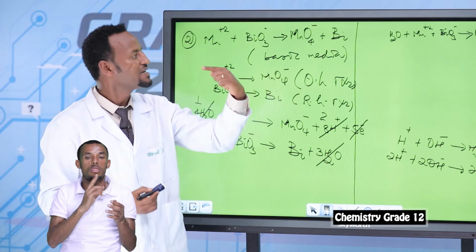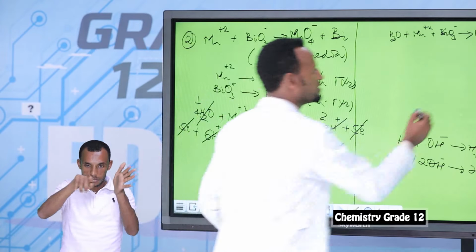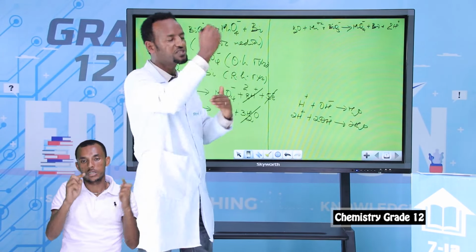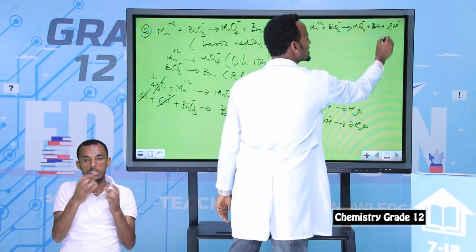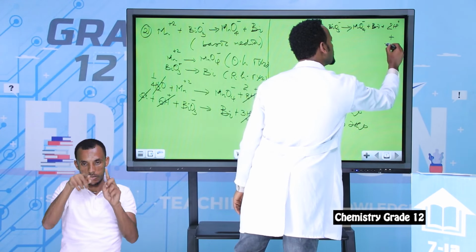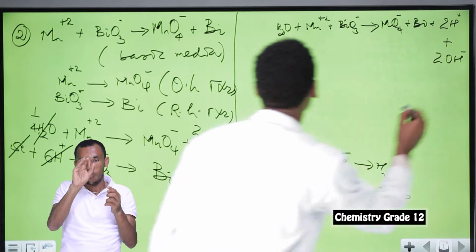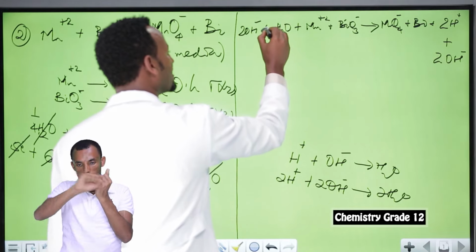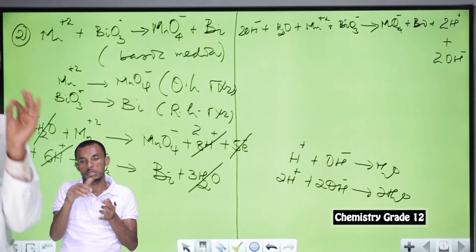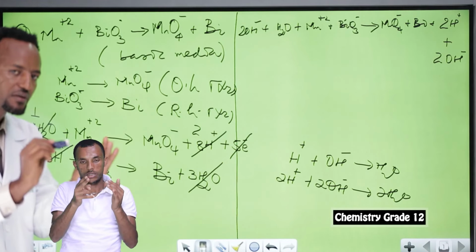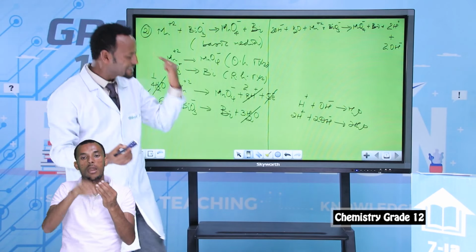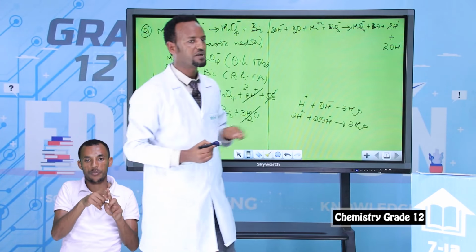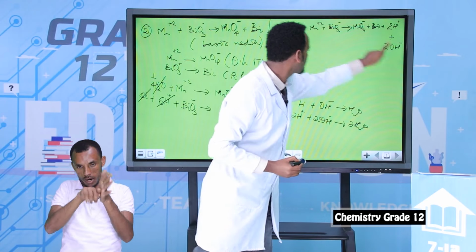This H plus must be changed into OH minus. Now, from the reactant position or the product position, H plus is converted into OH minus. How many H plus here? 2H plus. Therefore, add here 2OH minus. Similarly here, 2OH minus. In basic media, the same amount of OH minus is added in the reactant position and also in the product position. How much depends on the number of H plus. If it is 5H plus, add 5OH minus on both sides. If it is 10H plus, add 10OH minus.